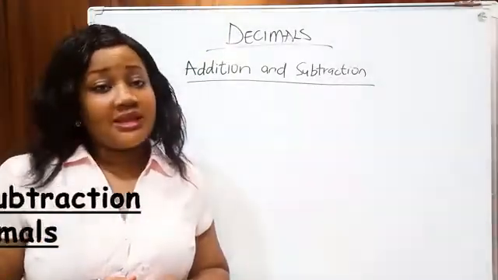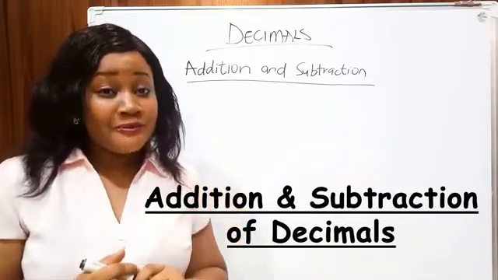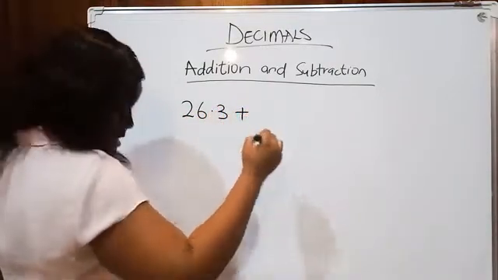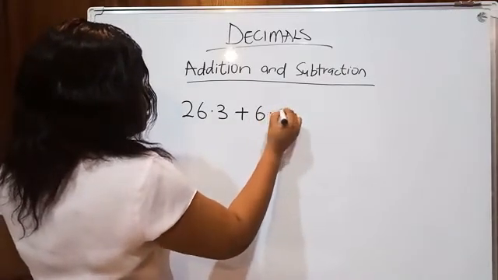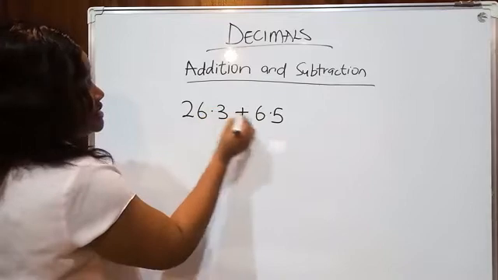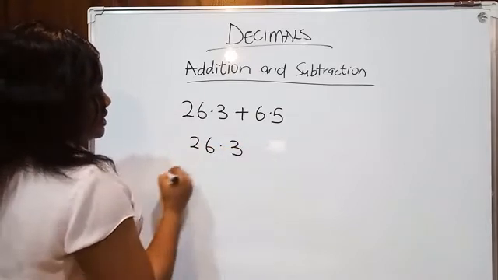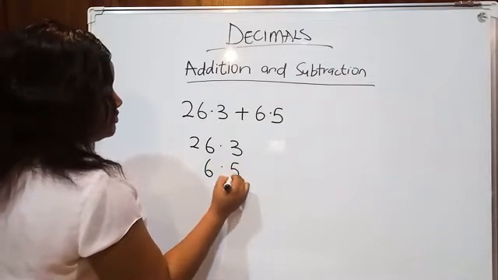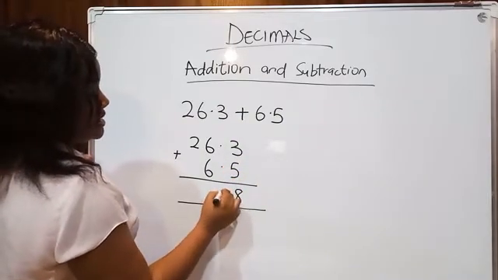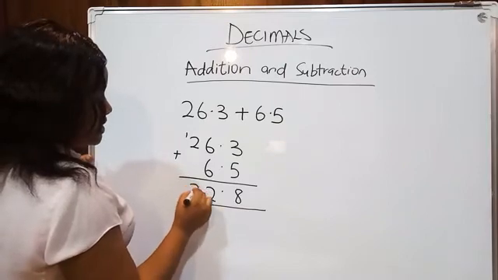When adding or subtracting decimals, it's important to ensure that each place value is aligned together. Let's take, for example, you have to add 26.3 and 6.5. The best way to do it is to make sure that the decimal points align with each other. You have 26.3, you have 6.5. Then you add normally. 3 plus 5 gives us 8. Bring down your decimal point. 6 plus 6, 12. Write 2, carry 1. 2 plus 1, 3.